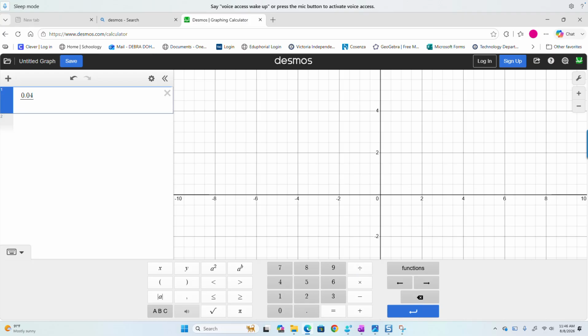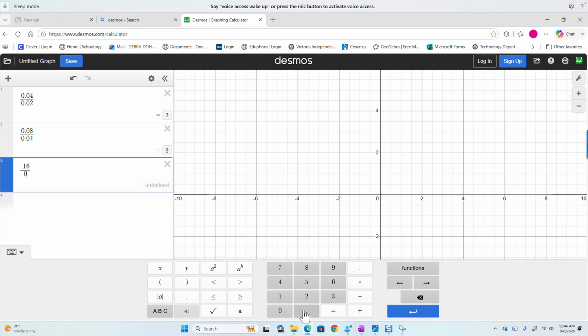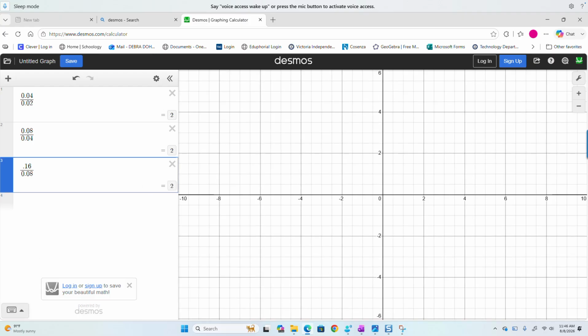0.04, and I divide it by 0.02. I need a 0.2 in there. Okay, I get now 2. If I take 0.08 and I divide it by 0.04, I get 2. And if I take 0.16 and divide by 0.08, I get 2. So that's what I'm getting. I'm getting that common difference of 2, that common ratio of 2. That tells me that it is exponential.